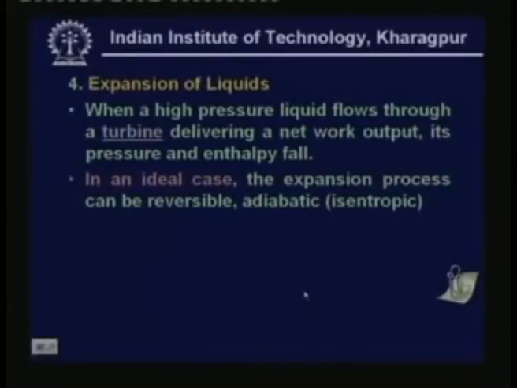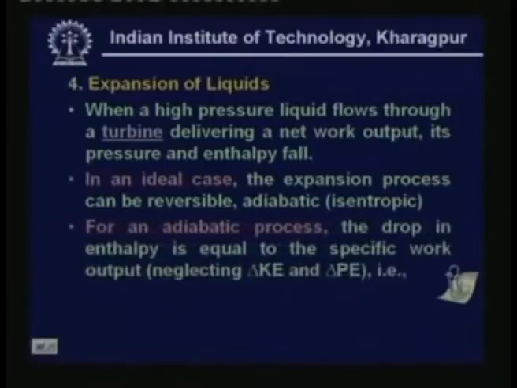So in an ideal case, as I have already discussed, the expansion process can be reversible adiabatic. That means the process is reversible and there is no heat transfer from the turbine. That means it becomes an isentropic process. And for an adiabatic process, the drop in enthalpy is equal to the specific work output, as I have already discussed. And if you neglect delta K and delta P, that means kinetic and potential energy changes, then the specific work output is simply equal to H1 minus H2, where H1 and H2 are the inlet and exit enthalpies of the liquid at the turbine.